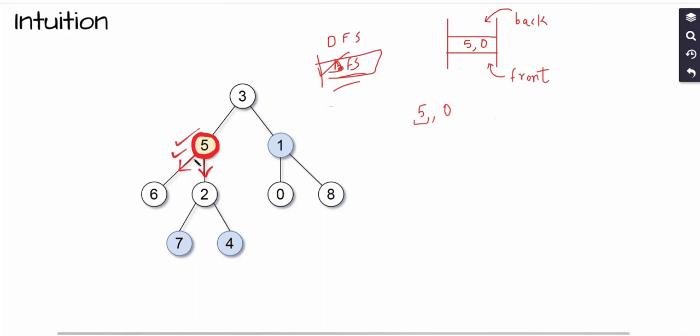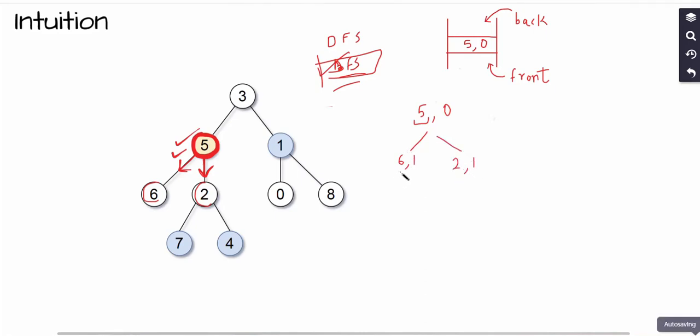We can see that since it is a binary tree, we can only travel to the left and to the right. So I can check for the left child and the right child, and the pairs that I will be pushing into the queue for the left and right child would be 6 and 1 for the left child, while for the right child it would be 2 and 1.